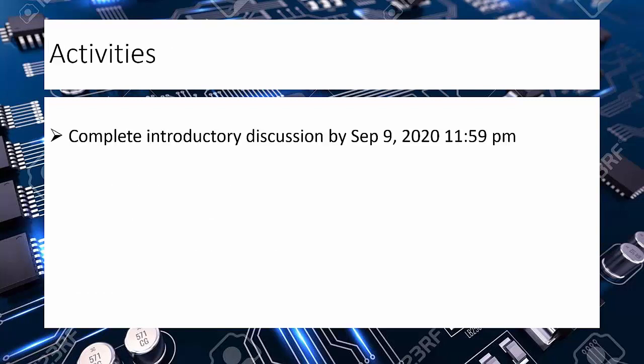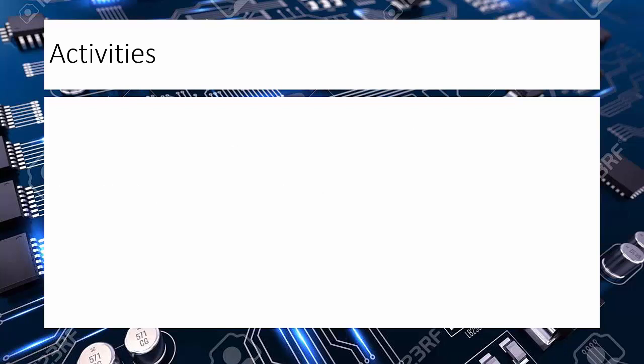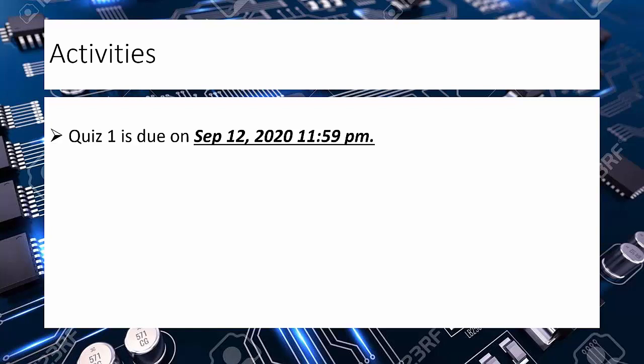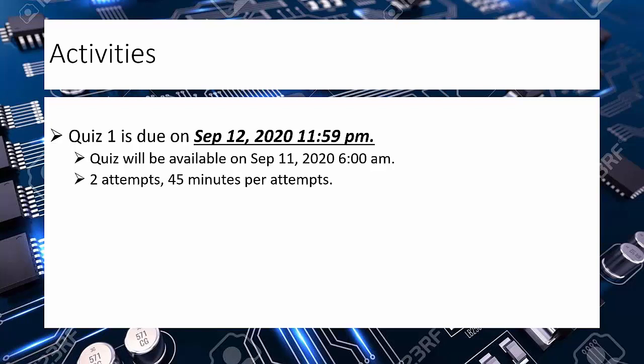Activity-wise, complete the introductory discussion by September 9, 2020, 11:59 p.m. Also complete the practice quiz by September 10, 2020. This practice quiz is very important, because you have a quiz due on September 12, 2020, 11:59 p.m. The quiz will be available from September 11 at 6 a.m., so it is available to you for 2 working days. And you have 2 attempts, 45 minutes per attempt.